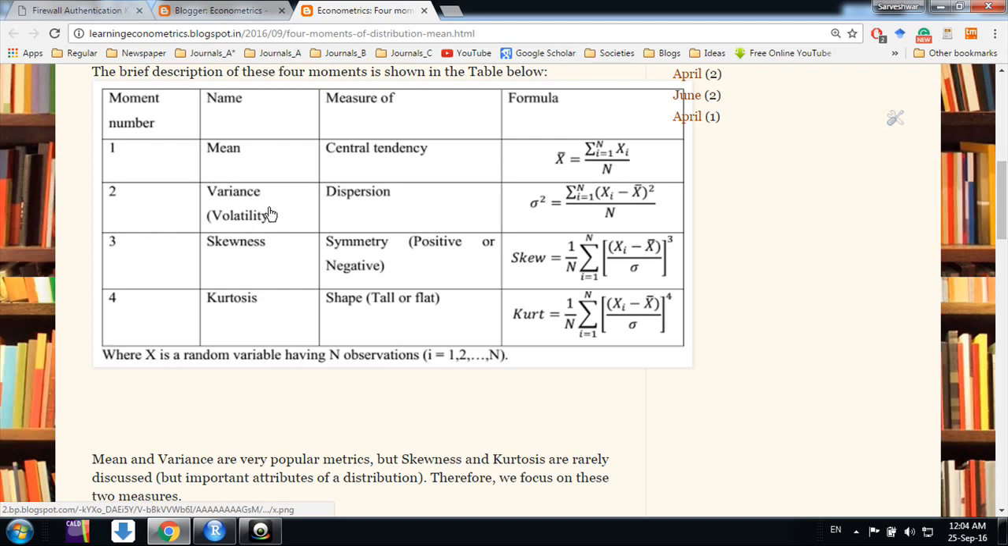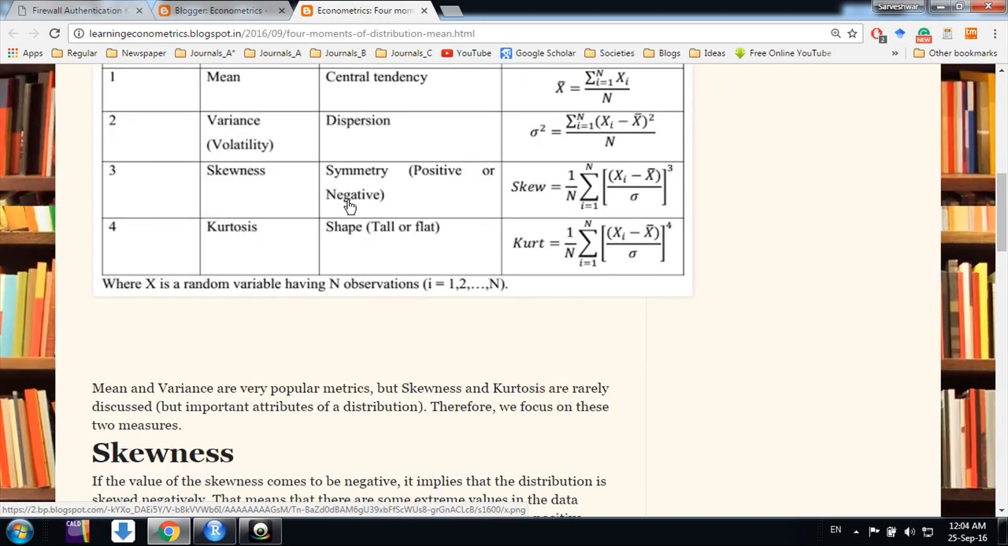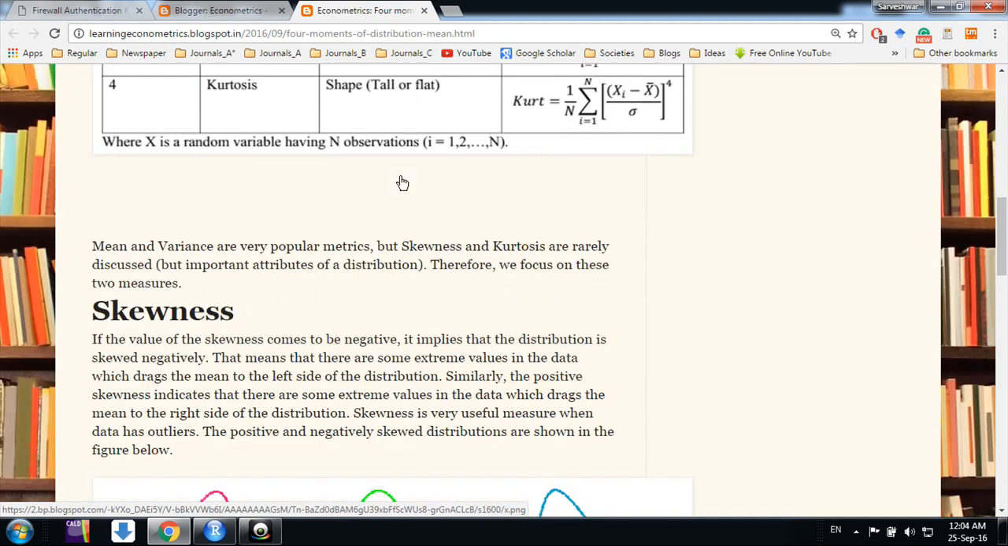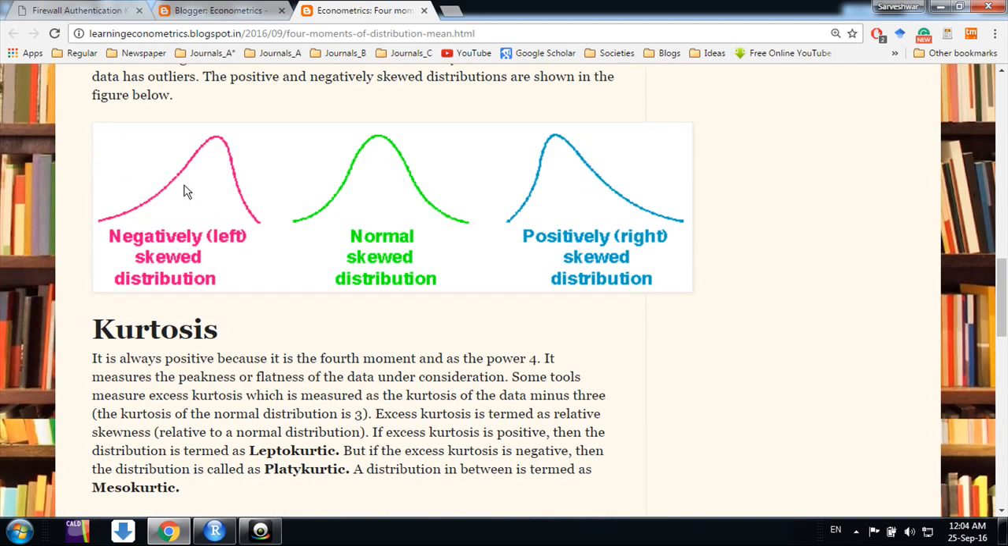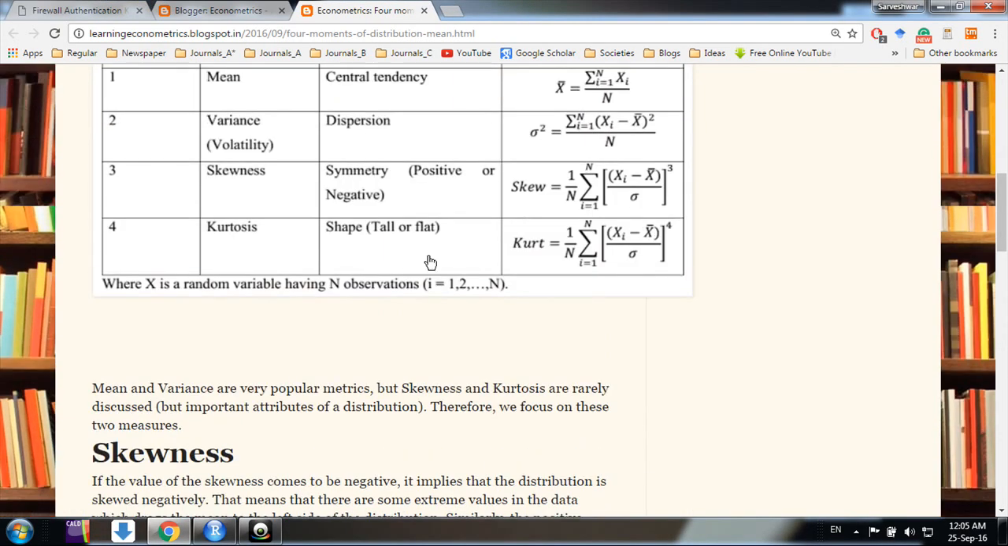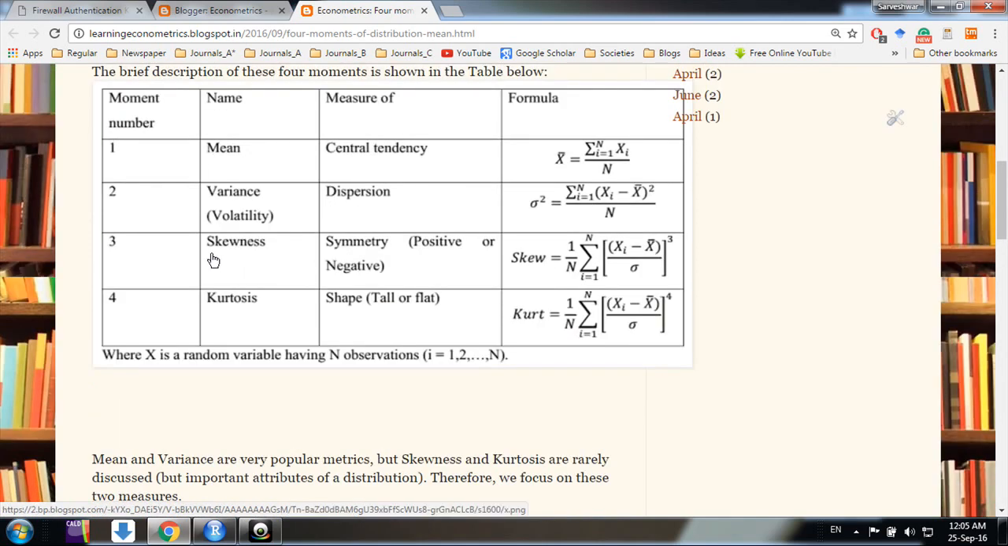Skewness shows us the symmetry of the distribution. Is it positive or negative? The graph of skewness could be shown here. If a normal distribution, as we have seen earlier, is skewed to the left side, we would say it's a negatively skewed distribution. But if it is skewed to the right side, we would say it's right skewed or positively skewed. These are simple graphs I have taken from Google Images. So skewness simply shows the symmetry of the graph. The formula I have mentioned here.